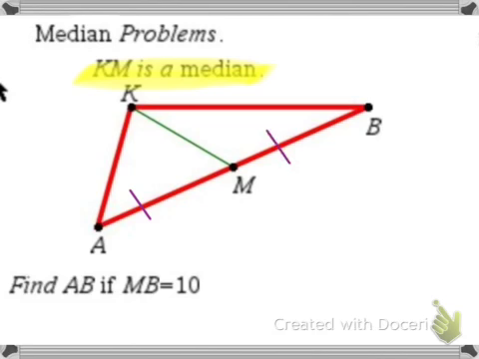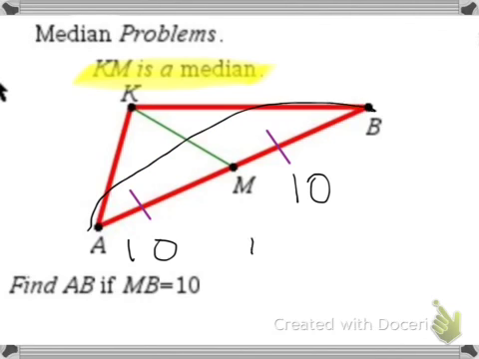And if you look down there at the direction in the problem, it says find AB if MB is equal to 10. Well, if MB is equal to 10, we also know that AM must equal 10, because that's the definition of median. It splits things into equal parts. And so from A all the way over to B, we add my tens together: 10 plus 10, which is equal to 20.